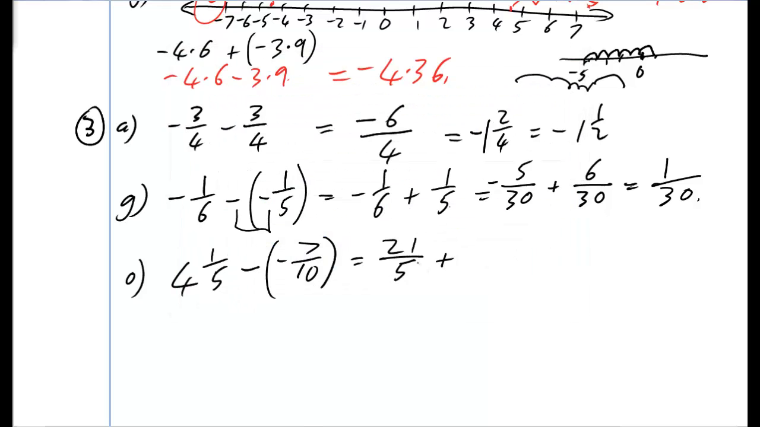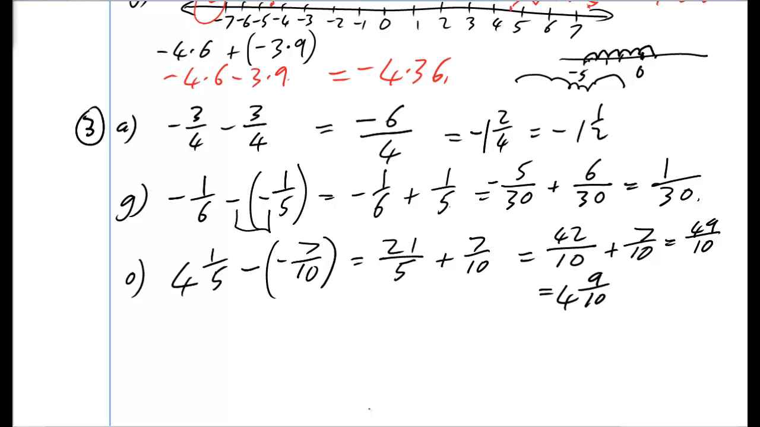Plus, because the negative in a negative gives a plus, plus 7 over 10. We've got to get the same denominator on the bottom. The lowest common denominator will be 10. So 21 on 5 will be 42 over 10, because you've got to double the 5 to give you 10, so you've got to double the top number, 42. Now that you've got the same denominator on the bottom, you can add up the top numbers. So it's 49 over 10, which is 4 and 9 over 10.